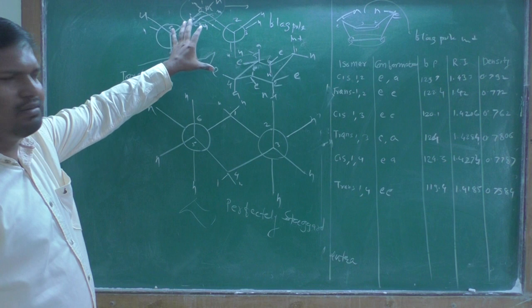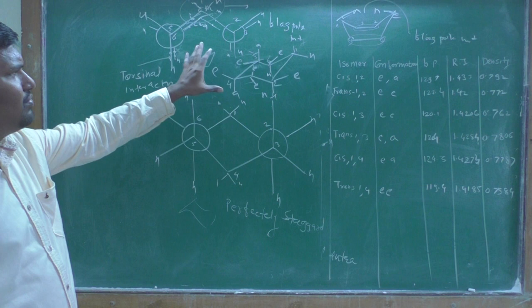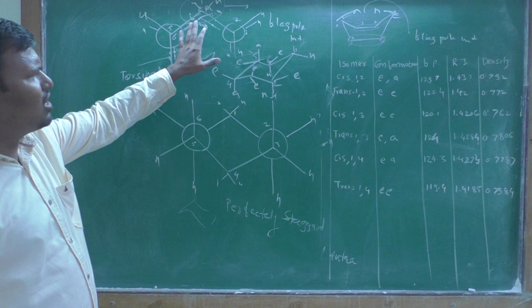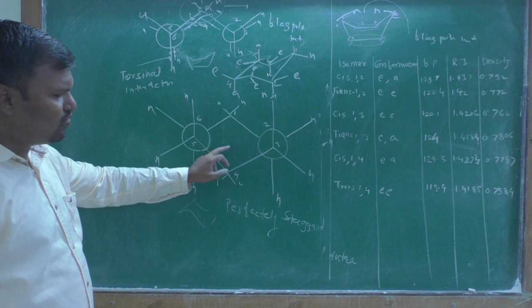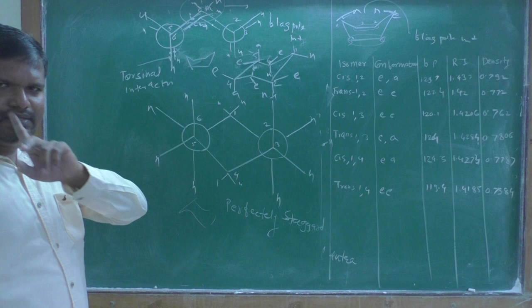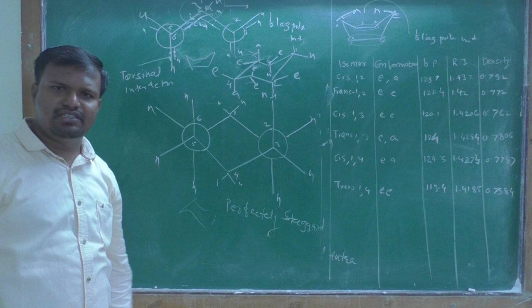In boat form, hydrogens are very near to each other, perfectly eclipsed. That's why this structure is very much more unstable than this structure. Also, steric strain as well as torsional strain is minimized in our chair form instead of boat form. In boat form, there is maximum torsional interaction.